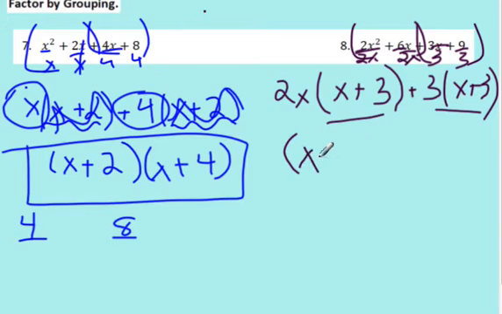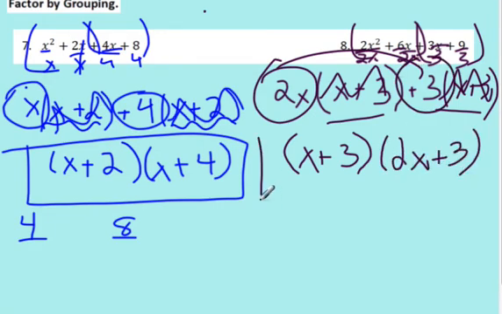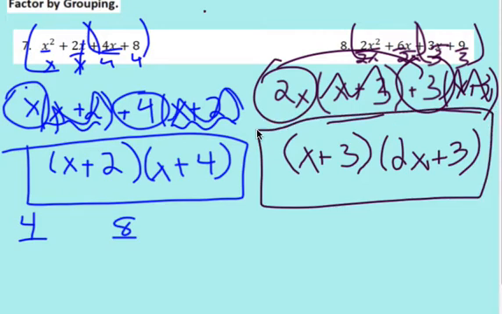So I'm going to go ahead and I'm going to factor what's left over out first. So I get rid of that. Then in my second parenthesis, I'm going to write what was left on the outside, which is 2x plus 3. So this right here are my 2 factors for number 8.